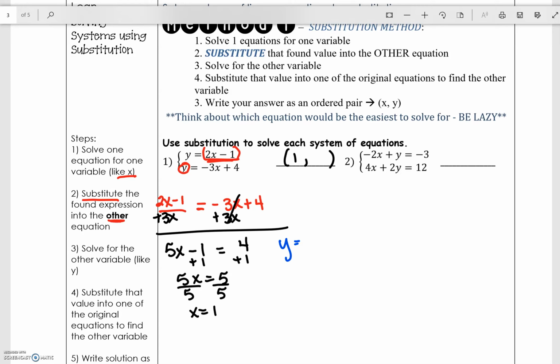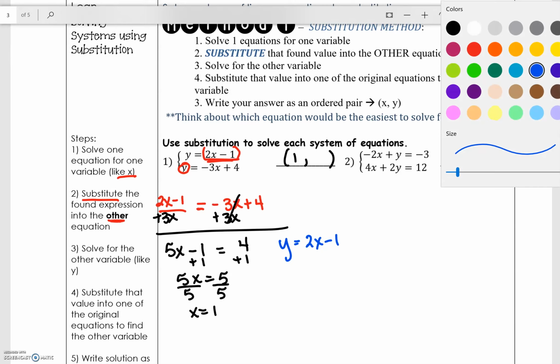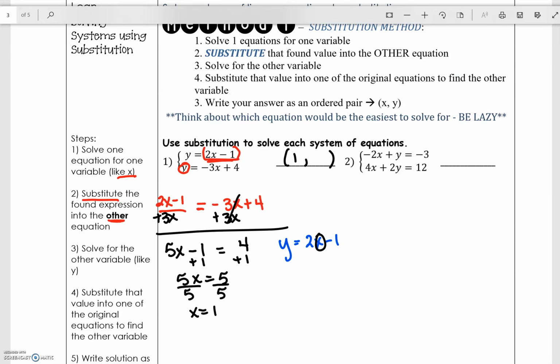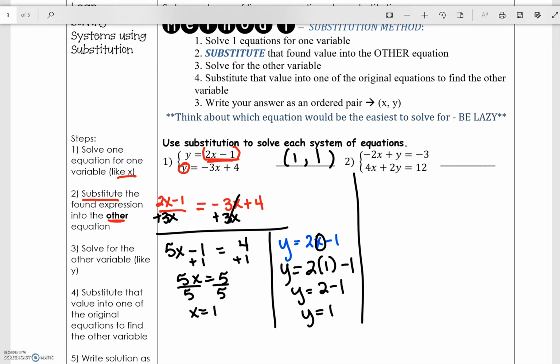So y equals, it doesn't matter which equation you use up at the top. I'm going to just pick that first one, but I'm going to now replace the x with what I know x is. X is 1. So I'm going to replace it and put a 1 in for x. And I'm going to solve. 2 times 1 is 2, and 2 minus 1 is 1. So now I know what y is, and my answer is 1, 1. So if you want to try the second one on your own, go for it.